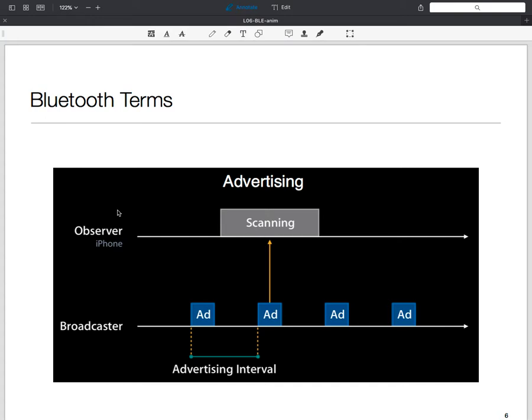By the way, in this set of slides, the black ones are from Apple. I forgot to acknowledge them out here.